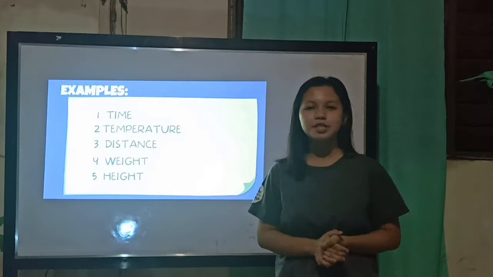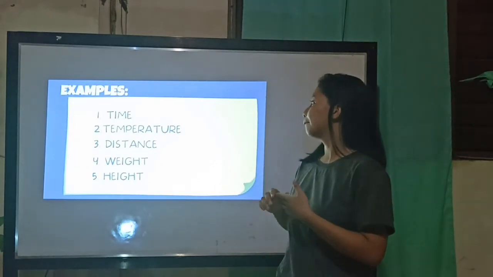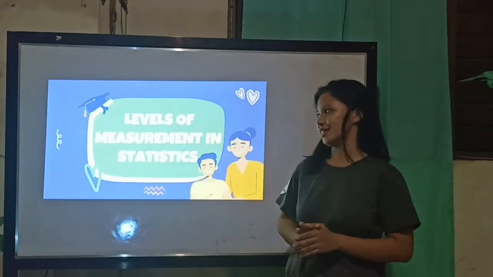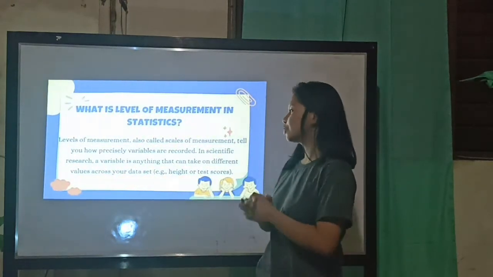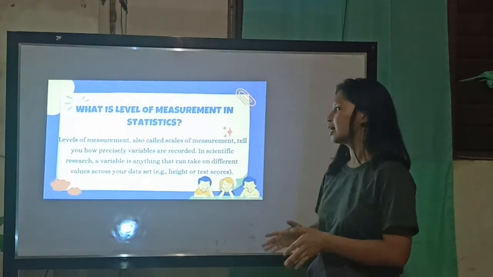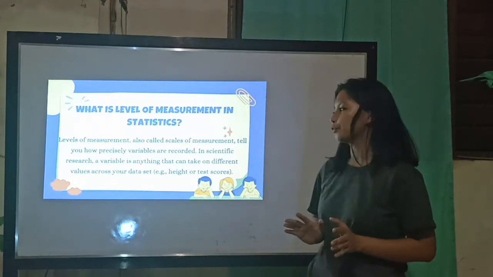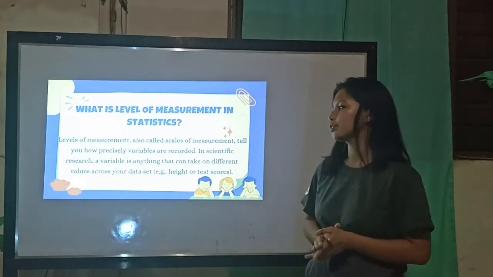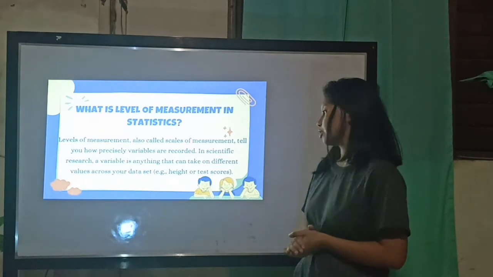And now, let's proceed to the next part of our discussion, which is the levels of measurement in statistics. So what are the levels of measurement in statistics? They are also called scales of measurement. They tell you how precisely variables are recorded. In scientific research, a variable is anything that can take on different values across your data set. Example, height or test scores.